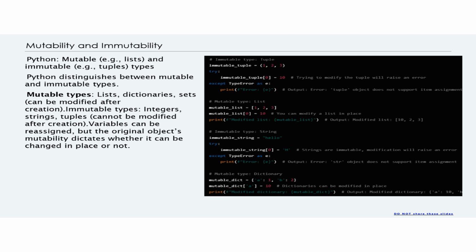Mutable data types are things that can be changed. Mutable types like lists, dictionaries, and sets can be changed after they're created, allowing for flexibility in data handling. On the other hand, immutable types such as integers, strings, and tuples cannot be altered once they're set. This distinction affects how you manage data updates. While you can reassign variables to new objects, the original object's ability to change depends on its mutability. Remember, mutable types offer adaptability, but immutable types provide stability and predictability in your code.